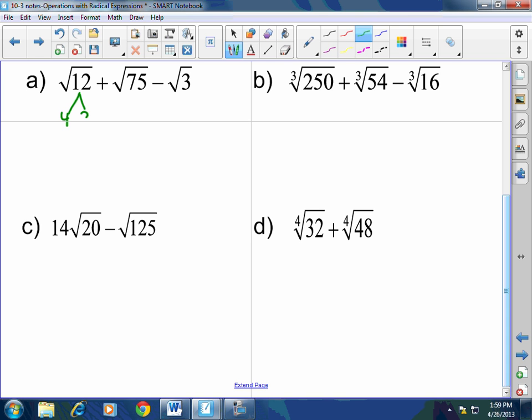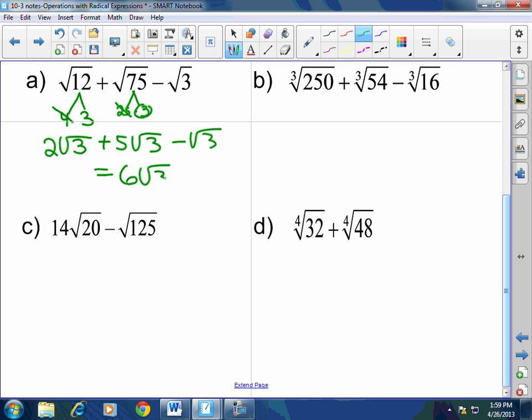This breaks up into 4 times 3. Square root of 4 is 2. So I got 2 square root of 3. You with me? Okay, plus 75 breaks up into 25 times 3. Okay, what's square root of 25? 5 square root of 3. Oh, I can add them, can't I? And then minus 1 square root of 3. So I have 2 square roots of 3 plus 5 square roots of 3 minus 1 square root of 3 will equal 6 square roots of 3.